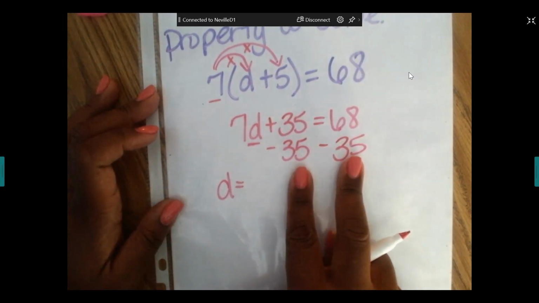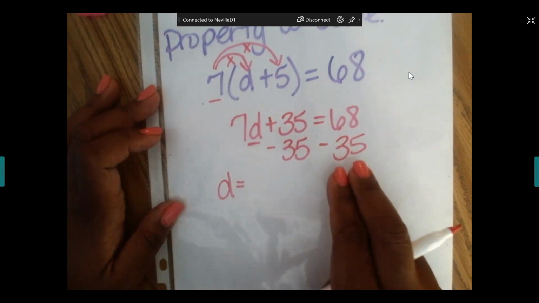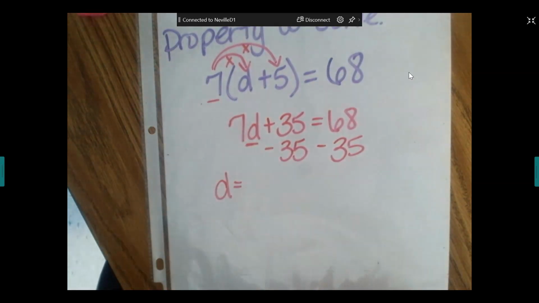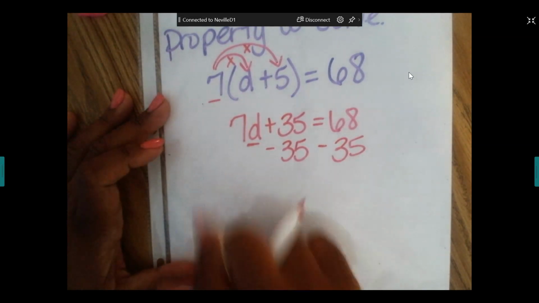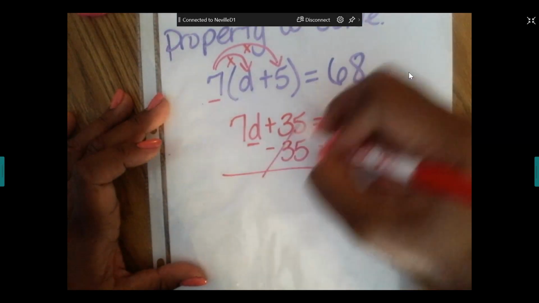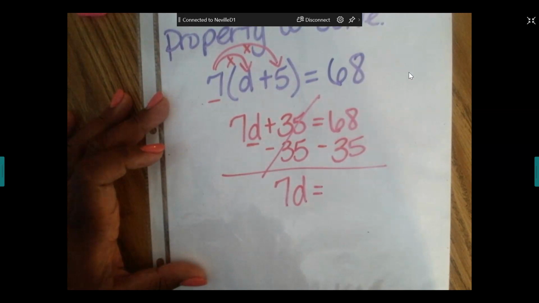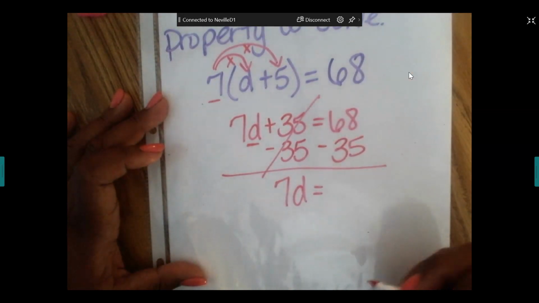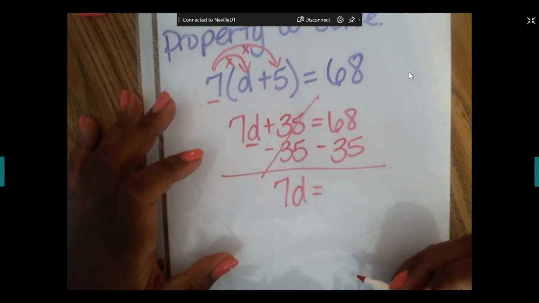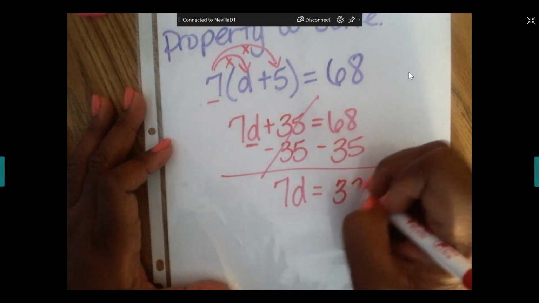And because this is an equation, whatever I do on that left side, I've got to do the exact same thing on the right side. We want to keep both sides balanced. So, our 35s have now left 7D's house. Okay, and 68 minus 35. Could you work that out for me? That's pretty simple subtraction. Juvenile? 33. Very good.